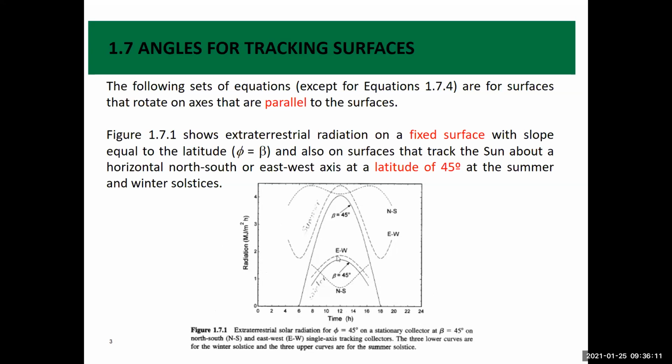And in winter, it can be a system which is tracking the sun in the east-west direction, if your economics or your budget can afford it. Otherwise, a fixed system could be good enough. But you will not go for a north-south axis in winter because it gives the minimum radiation.